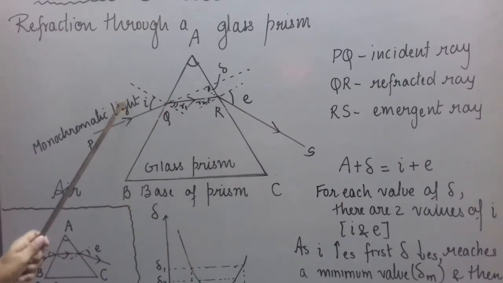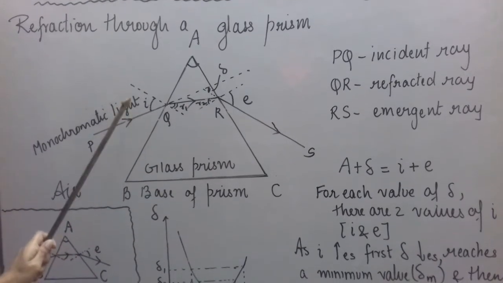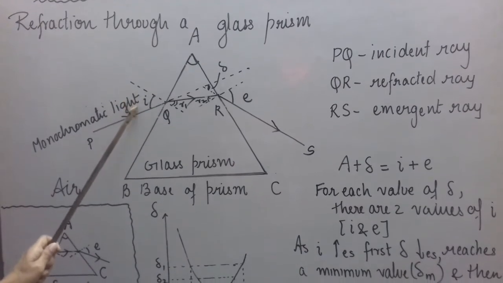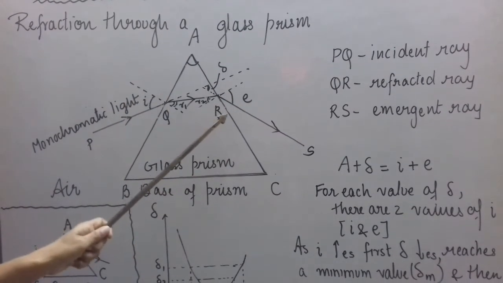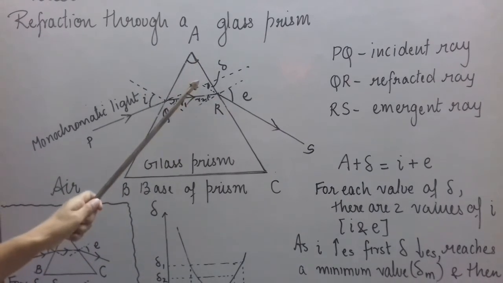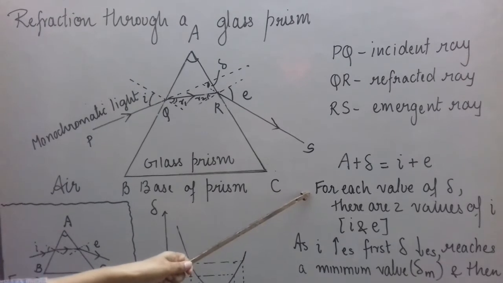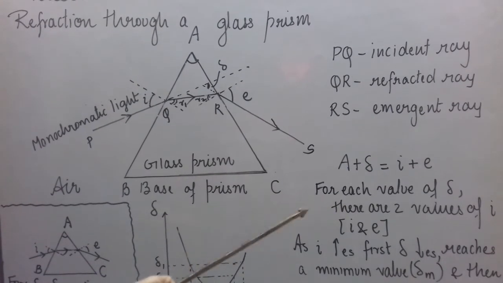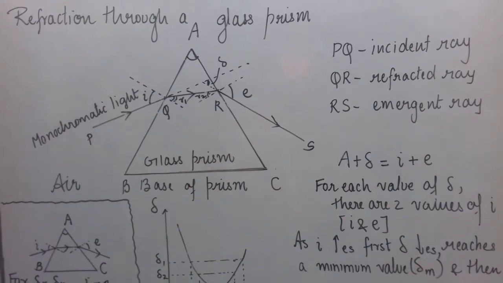Knowing this, we can say that for both the cases, delta will remain fixed. It means that whether the angle of incidence is I or whether the angle of incidence is E, in both the cases the angle of deviation delta remains the same. And you should remember, for each value of delta, there are two values of I. One is I and one is E.